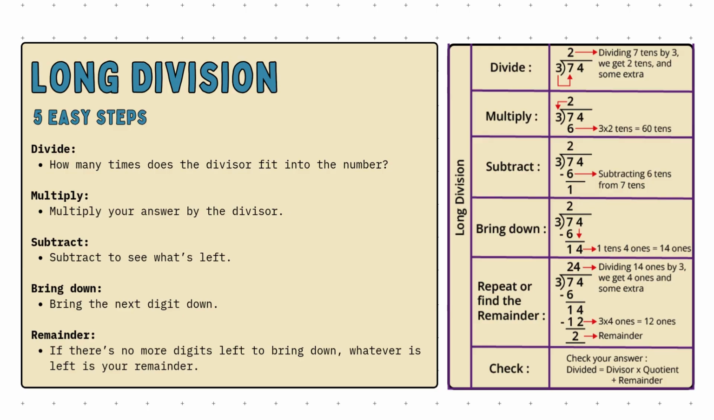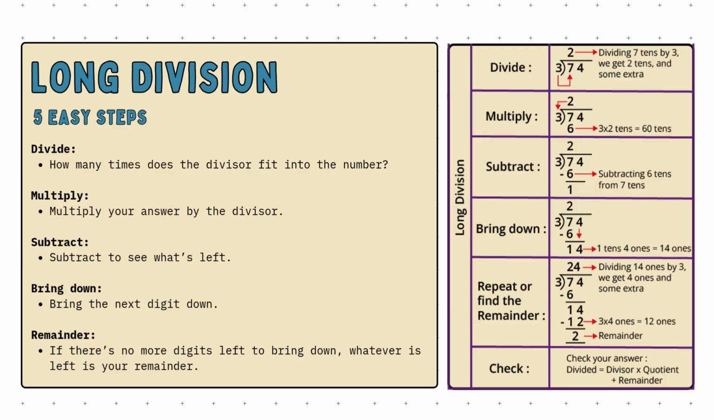Now let's talk about some important properties of division. These will help you understand what to expect when dividing. Dividing by 1. When you divide any number by 1, the answer stays the same. For example, 10 divided by 1 equals 10. 5 divided by 1 equals 5. It's like asking how many groups of 1 are in this number. The answer is the number itself.